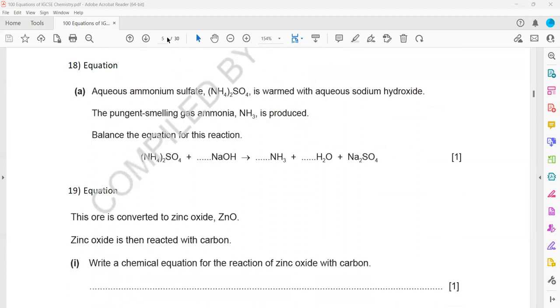The next one, aqueous ammonium sulfate is warmed with aqueous sodium hydroxide, and a pungent smelling gas, which is ammonia, is produced. Balance the equation. Start balancing with oxygen, followed by hydrogen, and then the other elements. Balance this equation. Since the products are already there, you can start with any of them.